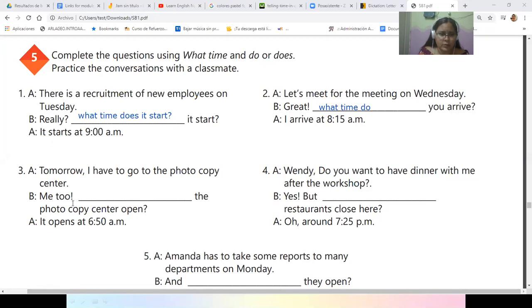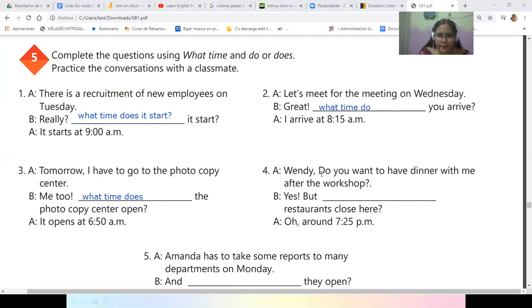Number three. Tomorrow I have to go to the photocopy center. Me too. What time does the photocopy center open? Does, because the subject is it. That's right. Photocopy center. El centro de fotocopias, right? It's only one place, so the auxiliary is does. Look at the answer. Y en la respuesta también tenemos it. Look, it opens.